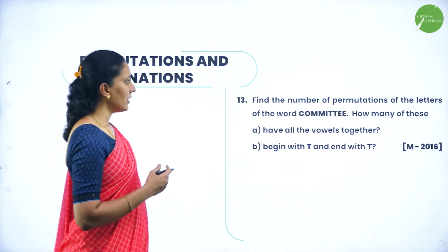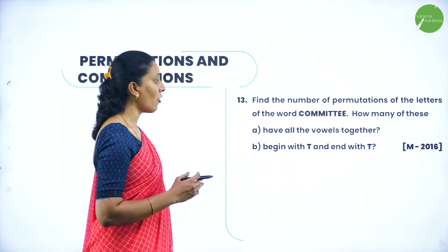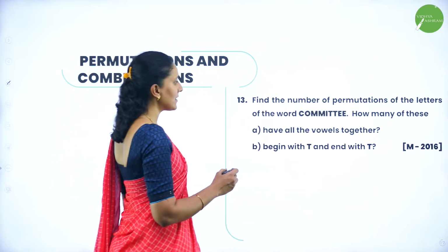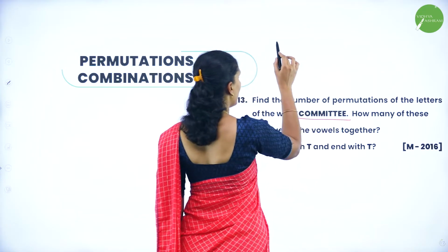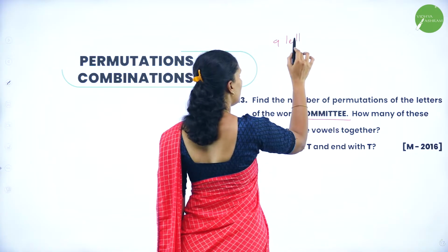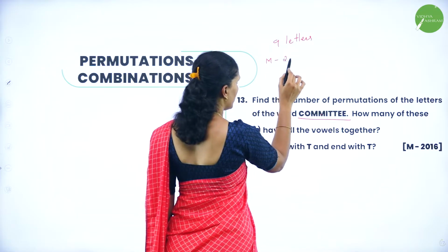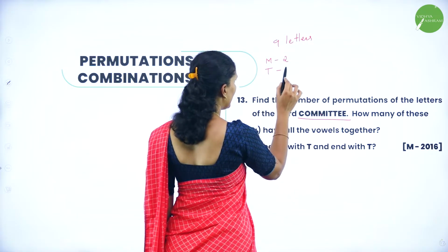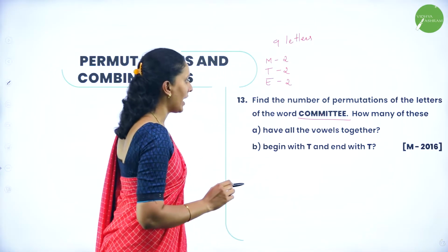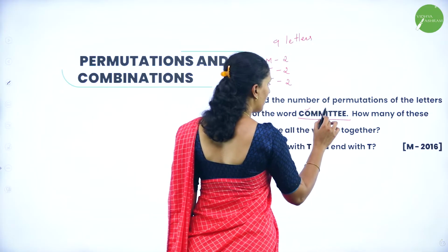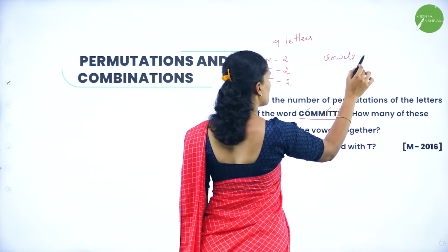Next question. Find the number of permutations of the letters of the word committee. How many of these have all vowels together? First let us see how many letters are there. We have 1, 2, 3, 4, 5, 6, 7, 8, 9. 9 letters in total. So in 9 letters we have M, which is repeating 2 times, T is repeating 2 times, E is repeating 2 times. And how many vowels we have here? So 1, 2, 3, 4. So vowels are 4 here.